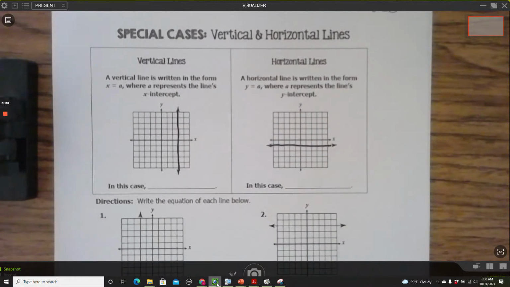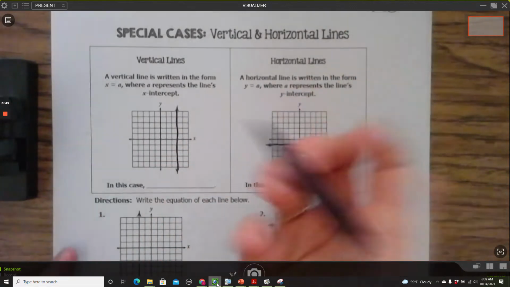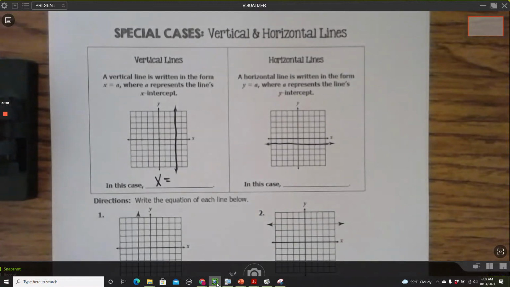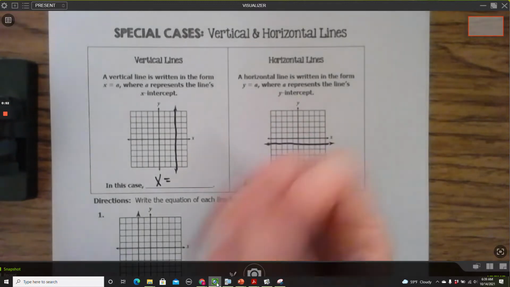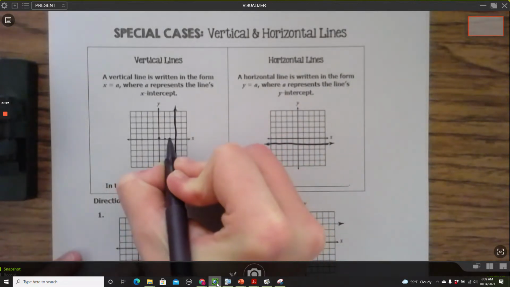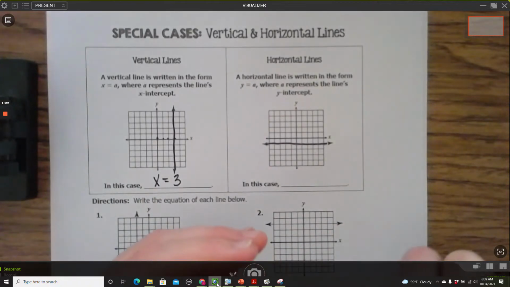A vertical line is written in the form x equals a, where a is the line's x-intercept. Where does this cross the x-axis? Anytime they're vertical, and these are our real oddballs out of any equation that we write, because they start with x equals. Everything else that we write in slope-intercept form starts with y equals. So x equals, and we literally find what x equals. So if this is 0, 1, 2, 3, x equals 3.